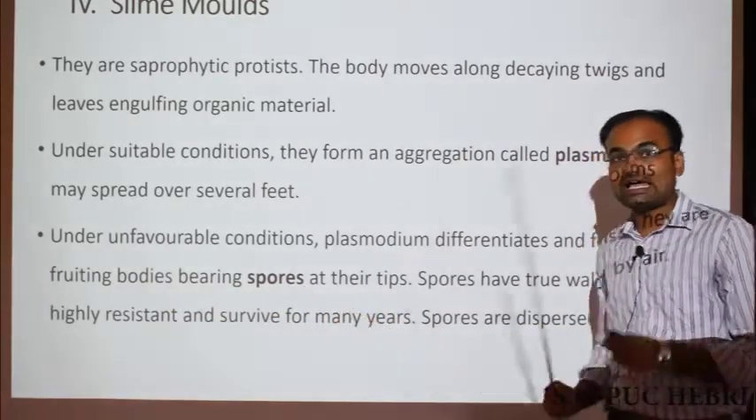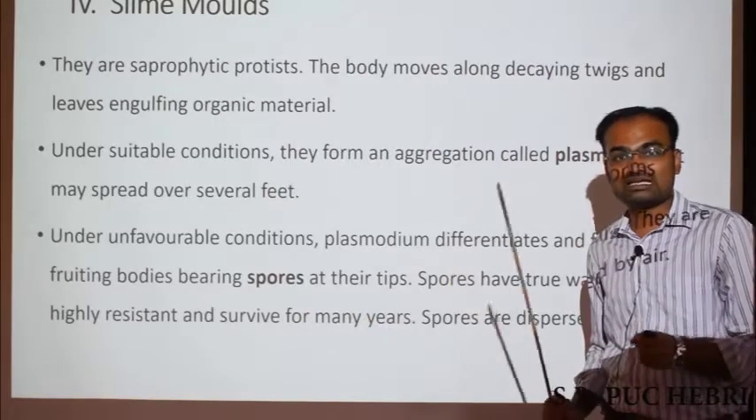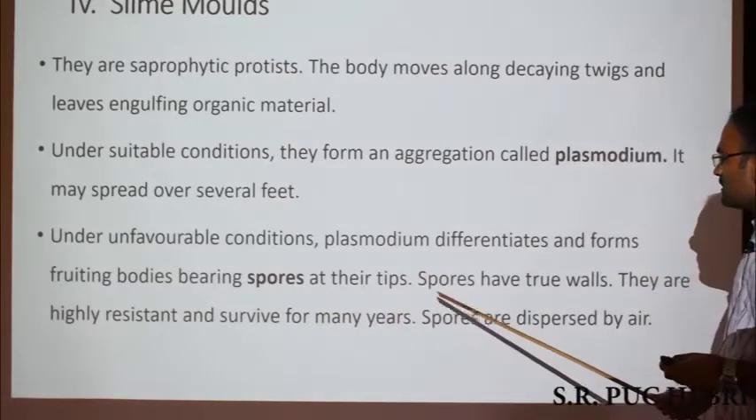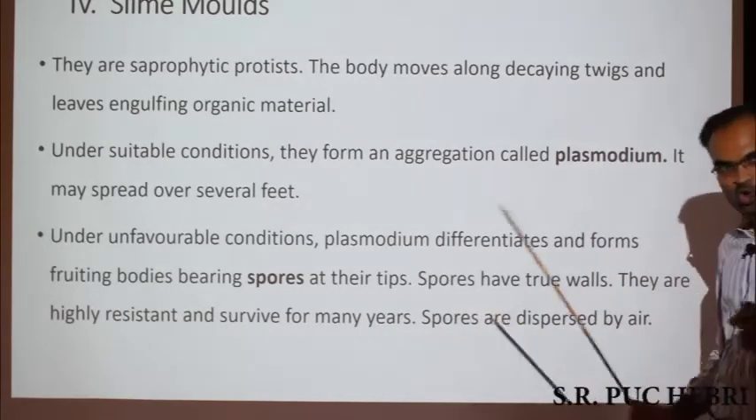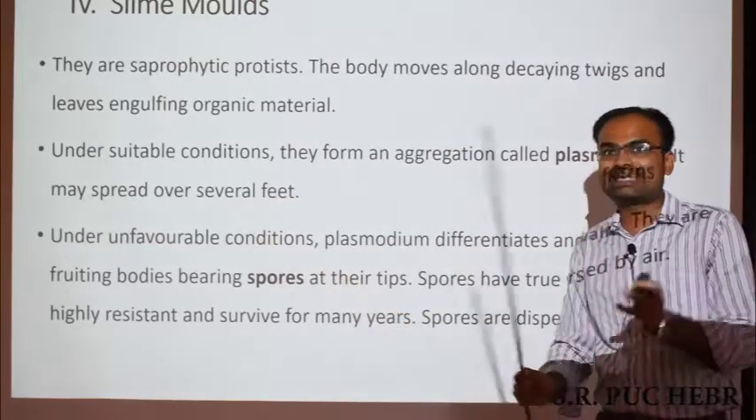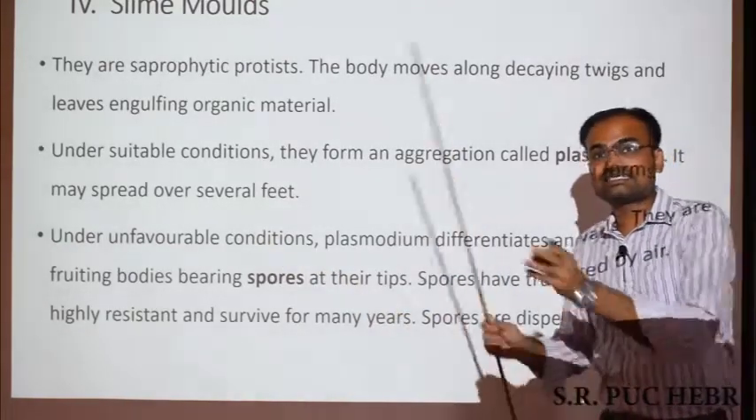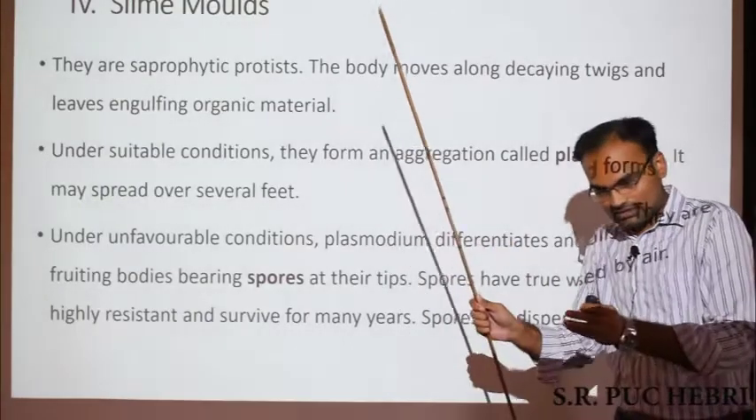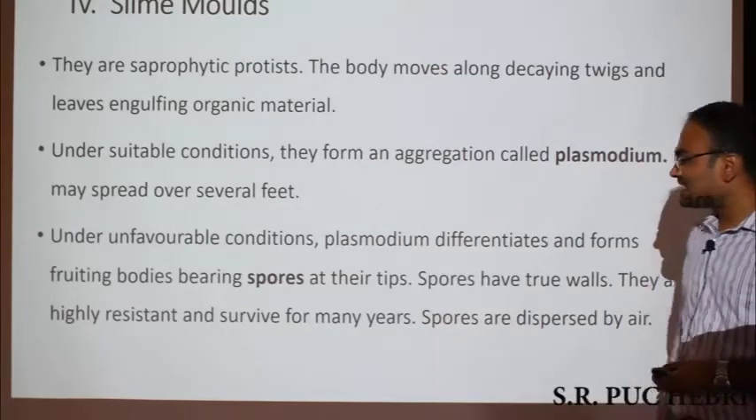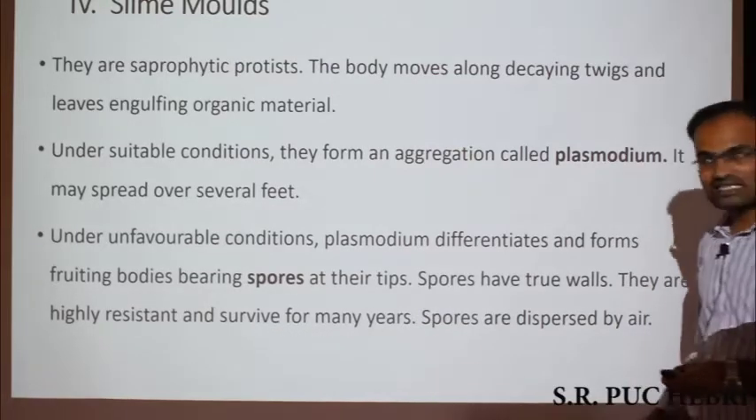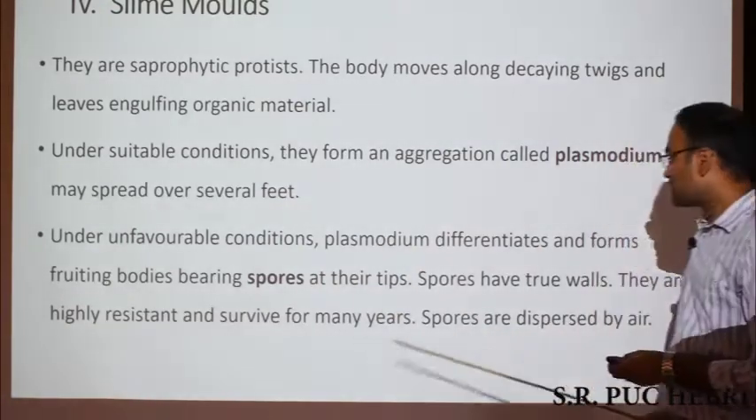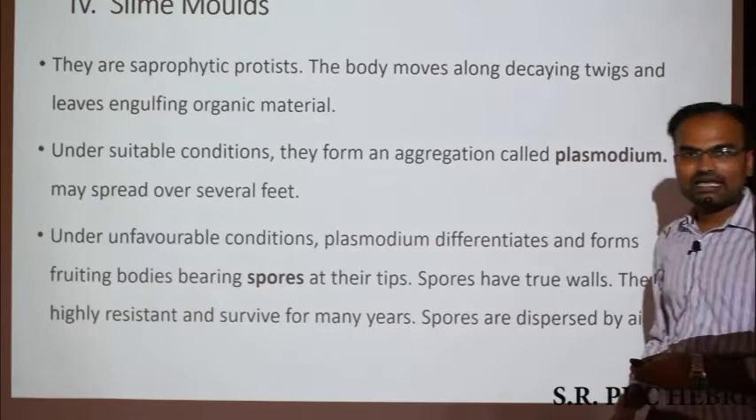Spores are commonly haploid in nature. They are not diploid, they are haploid. They are formed by the meiosis process majority time. So these spores, they have true walls. That means under the unfavorable condition also they can survive. They can resist the desiccation process. They can protect the spore. They are highly resistant and survive for many years. They can survive in the unfavorable condition for several years. Spores are dispersed by air.